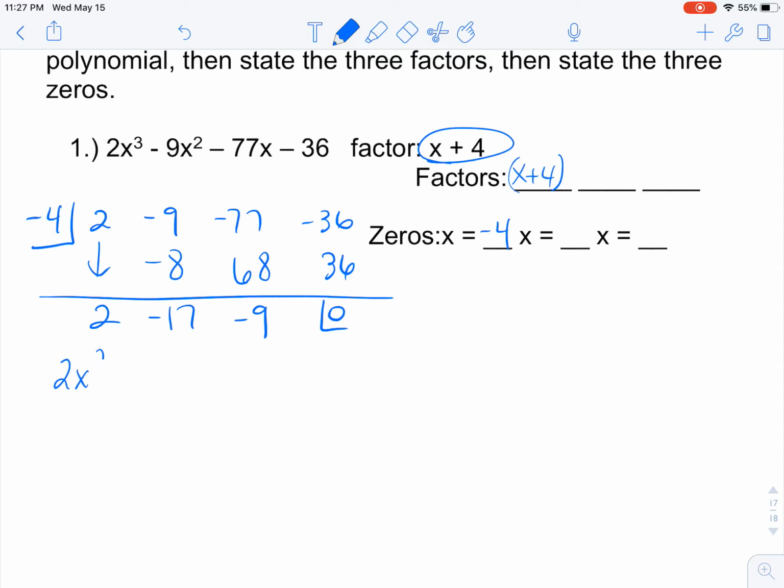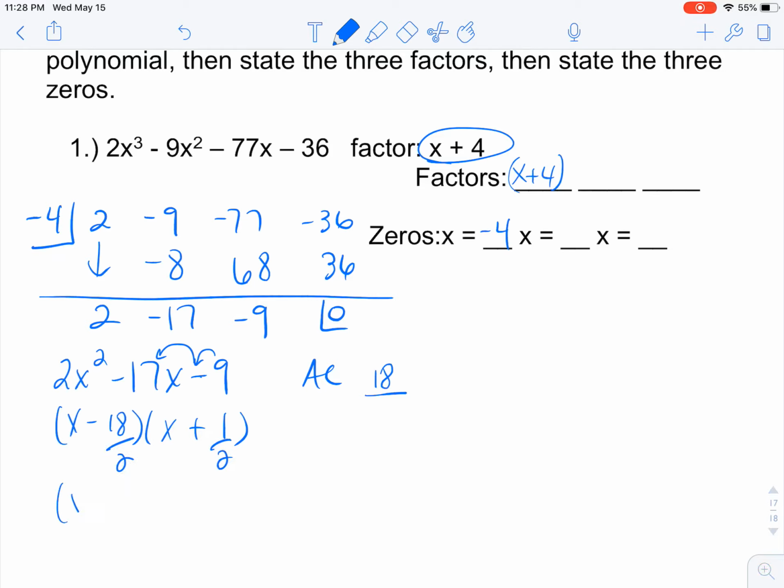So I have 2x squared minus 17x minus 9. I'm going to use the AC method to solve this. So we have 18. I'm looking for factors of 18 that subtract, because this is a minus sign, to equal 17. So that's going to be 18 and 1. First sign comes straight down. Second sign is minus, so we're going to make them opposite. Divide by your a value. So we have x minus 9. We're going to pull ahead on this one. So 2x plus 1. Those are my factors.